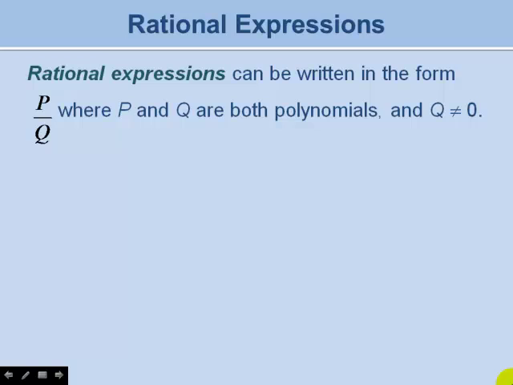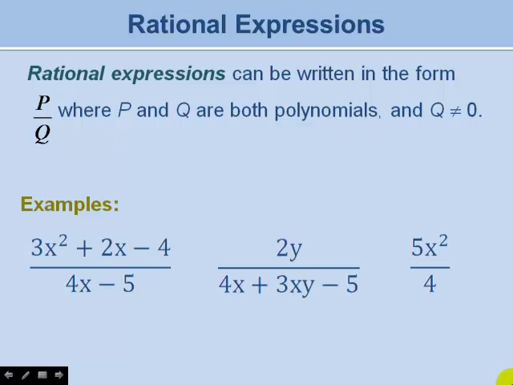Now the reason for that is that if the q were equal to 0, since it's in the denominator, that would cause us to divide by 0, and division by 0 is undefined. Here are three examples of rational expressions.